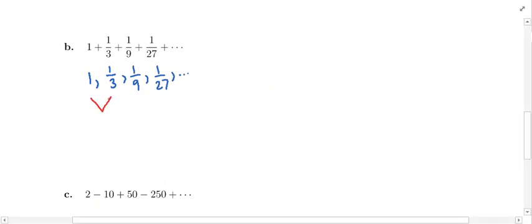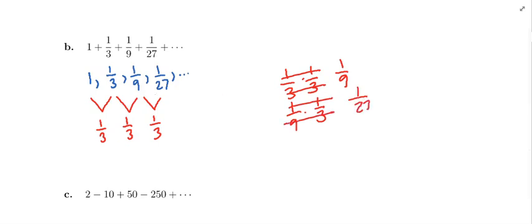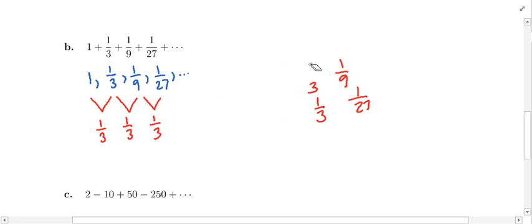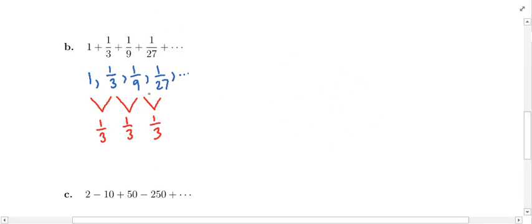So let's realize that this is geometric. To go from 1 to 1/3, I have to multiply by 1/3. To go from 1/3 to 1/9, I again do 1/3 times 1/3. That gives me the 1/9. To go from 1/9 to 1/27, I multiply 1/9 by 1/3. 1/9 times 1/3 gives me 1/27, and so on. So this is geometric. To go from one term to the next, we're multiplying by the same number each time. This tells us our common ratio is 1/3.